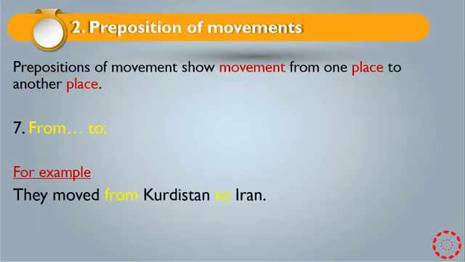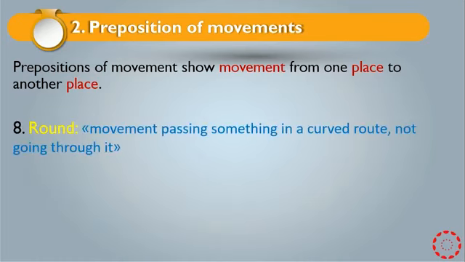From to, for example, they moved from Kurdistan to Iran. From is used between two nouns. From one place to another place, we can use from to. They moved from Kurdistan to Iran.